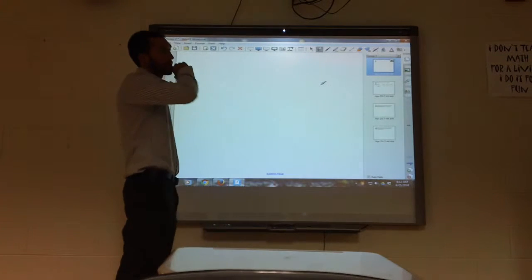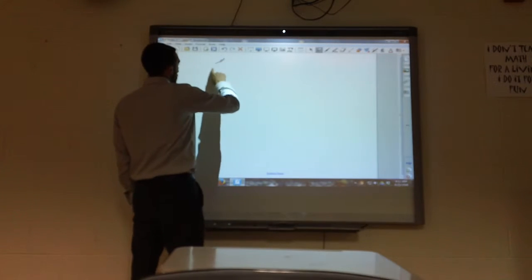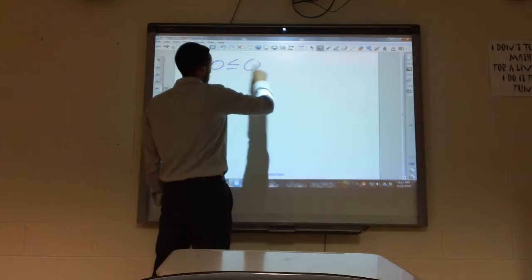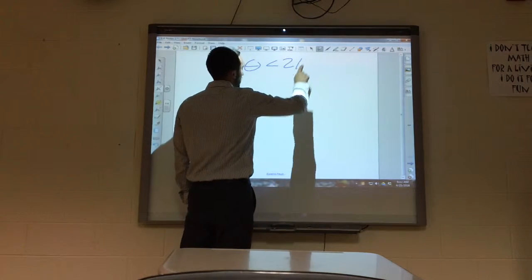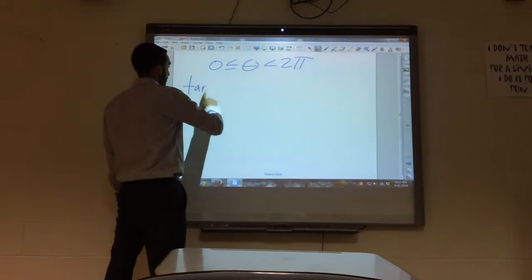Find two radian values of theta, where zero is less than or equal to theta, which is less than 2 pi, that satisfy tan theta equals negative square root of 3.